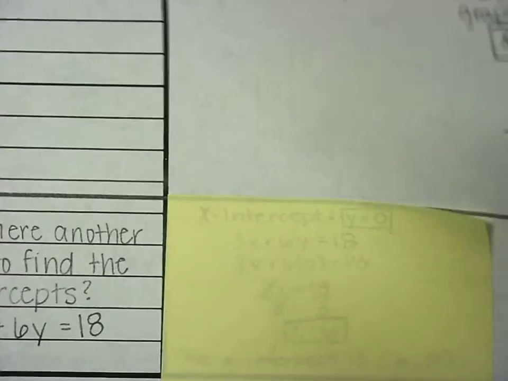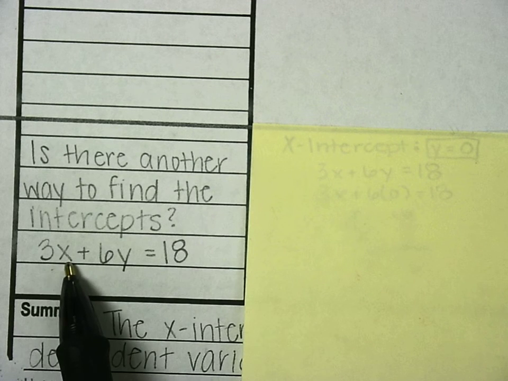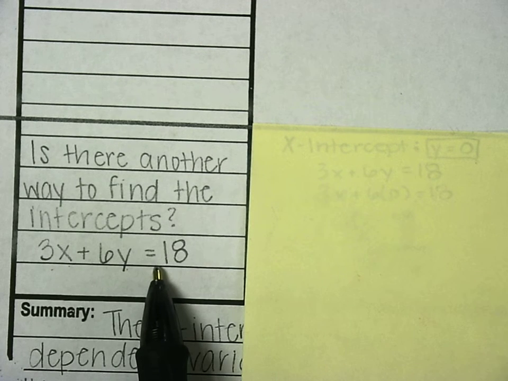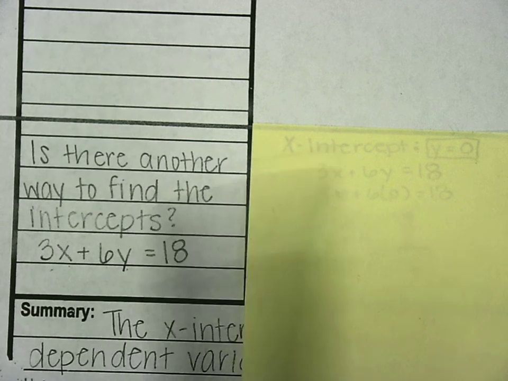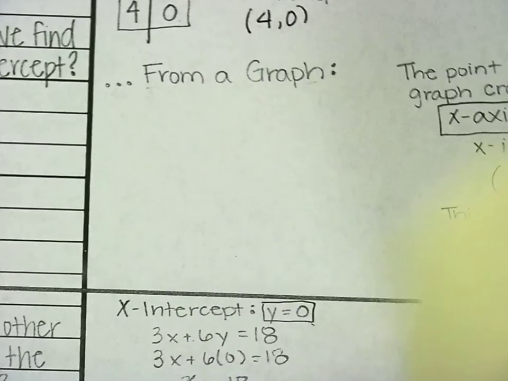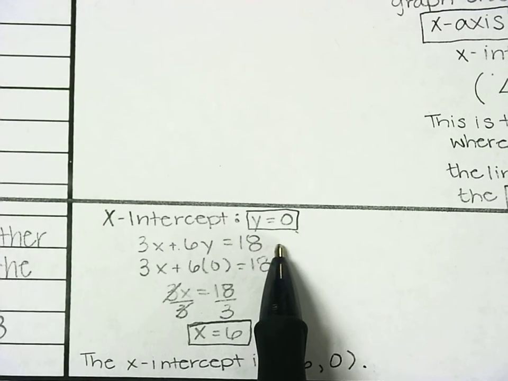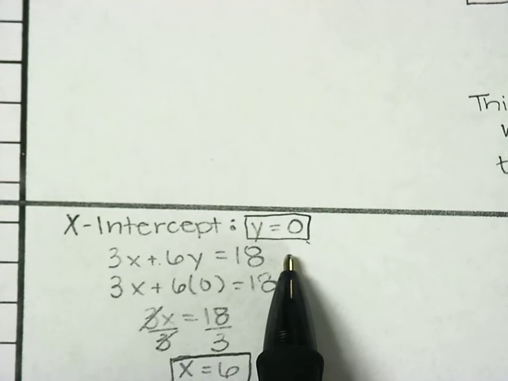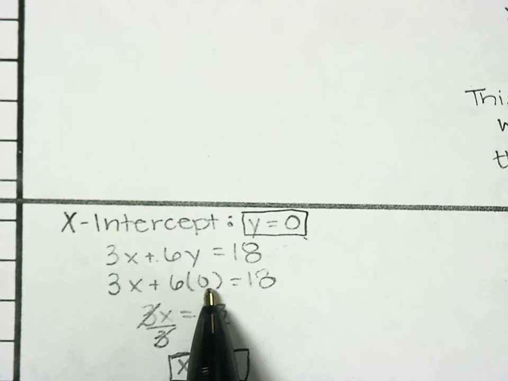Is there an easier way or another way that we can find the intercepts? Of course. We're going to look at the equation 3x plus 6y equals 18. I know we haven't seen an equation like this before, but we'll get there. So, to find the x-intercept, we're just going to use what we know. We know that the x-intercept happens when y is equal to 0. So, I'm going to plug that value in for y.